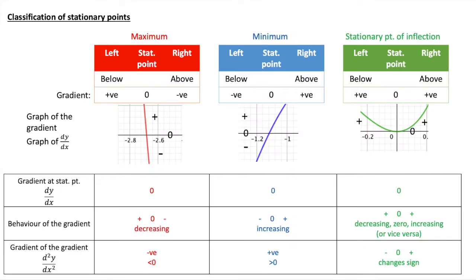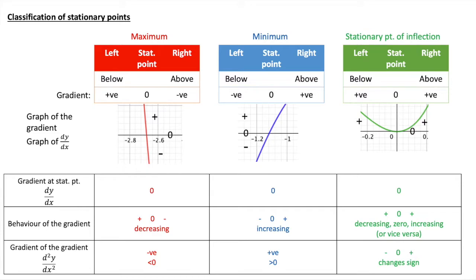So here's a summary of the classification of stationary points that you've seen previously, and we see that the gradient for all of them at the stationary point has to be 0. But if we look at the behaviour of the gradient for a maximum, it's going from positive through 0 to negative. That means it's decreasing, and that means the second derivative is negative. For a minimum, it is going from negative to 0 to positive, and so that means the gradient is increasing, which means the gradient of the gradient is positive and greater than 0.